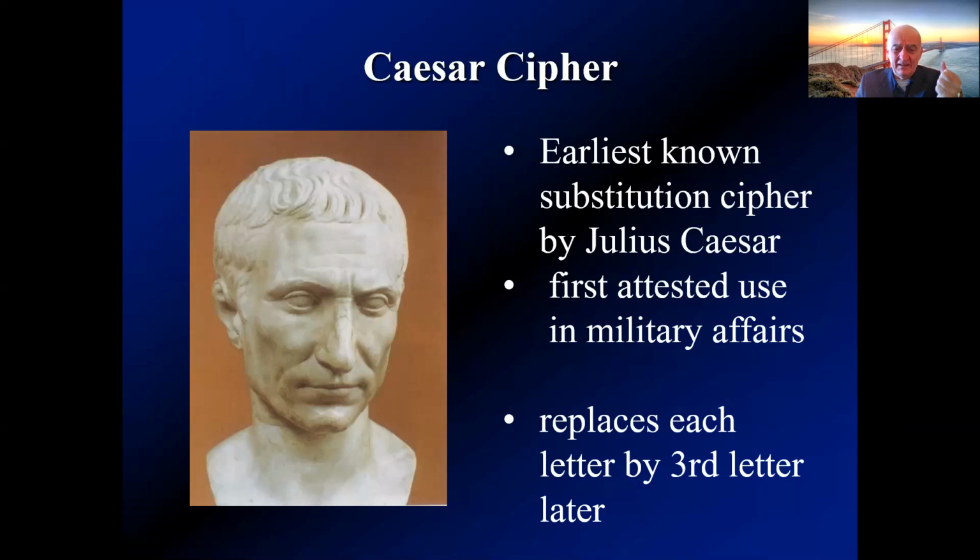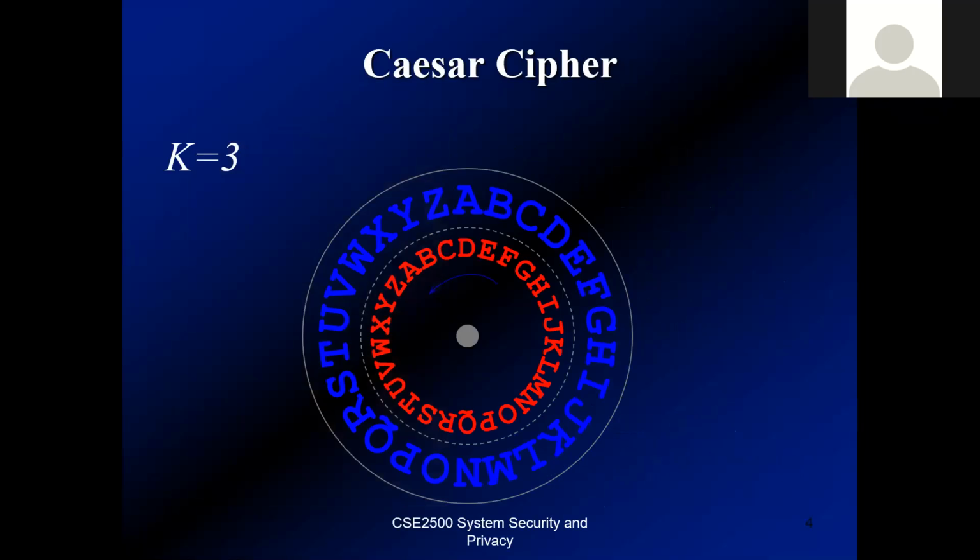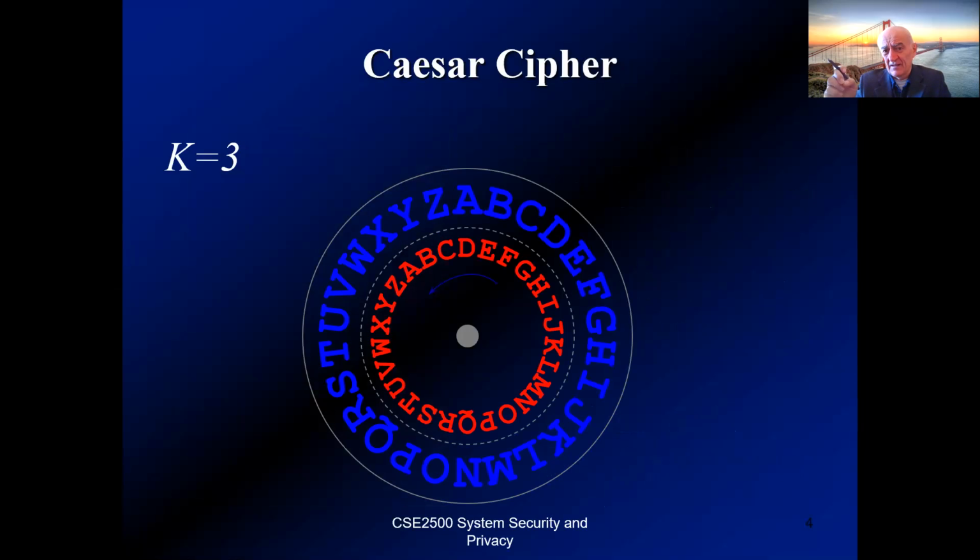And this idea is to replace each letter by another letter. In the case of the Caesar cipher, we replace each letter by 3 units. It means if in the plain text, in the original text, we have A, in the ciphertext we have D.